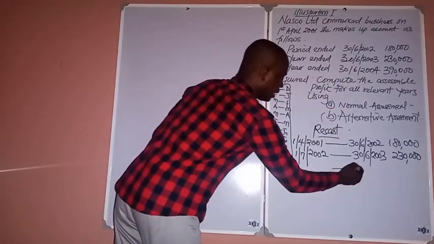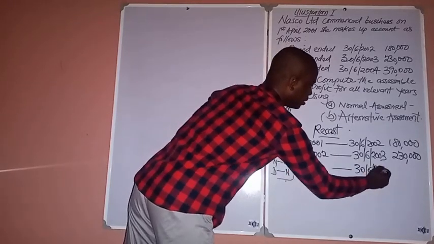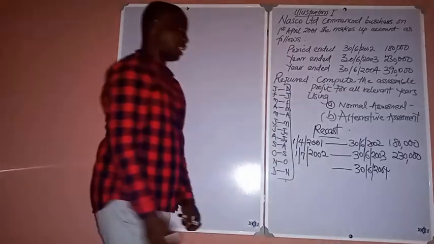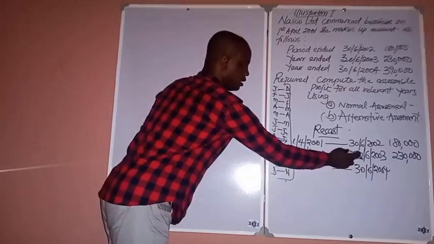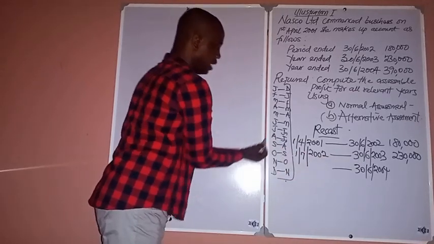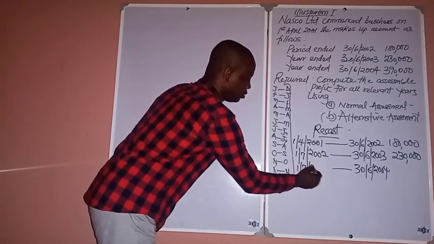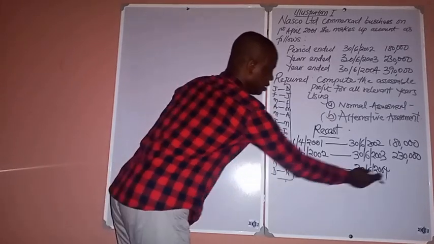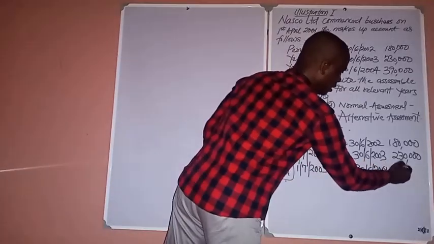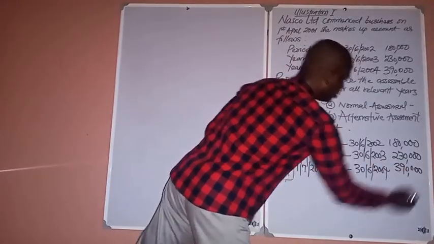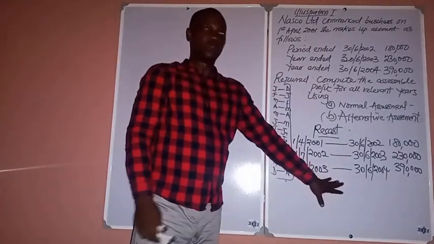So I'm still going to have another 30th June, 30/6/2004. We'll count 12 months back. That will still give us the same, because 30/6 will still land at July. Look at it here. So we'll have 1/7/2003. Since this is 2004, this is 2003. And the profit here is 390,000.